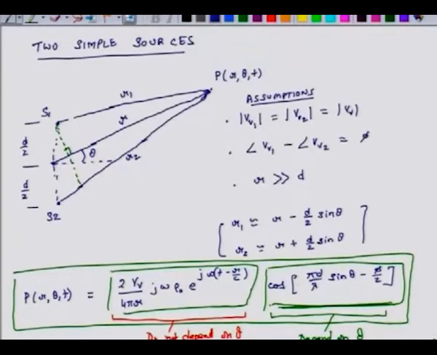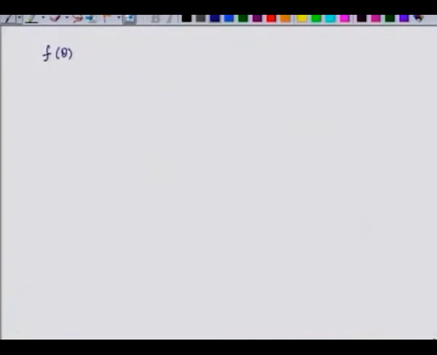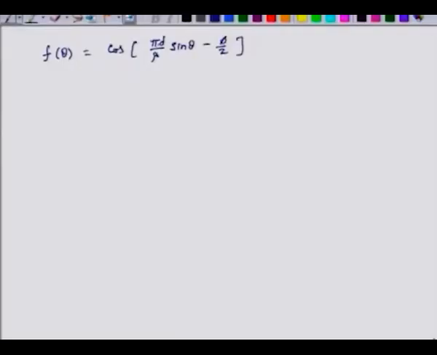So, for the directivity pattern, I plot this function which depends on theta. What is this function? It is cosine of pi d over lambda times sine theta minus phi over 2. Now, to construct a directivity pattern, I have to know the value of phi, which is the phase difference between the two volume velocity sources, and also the ratio of d and lambda, and then for different values of theta I can plot this function f.